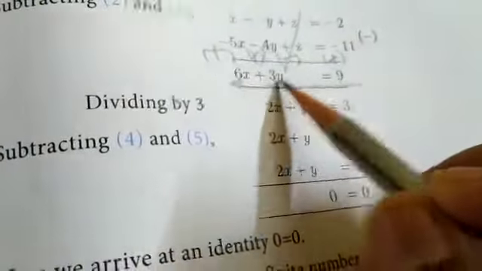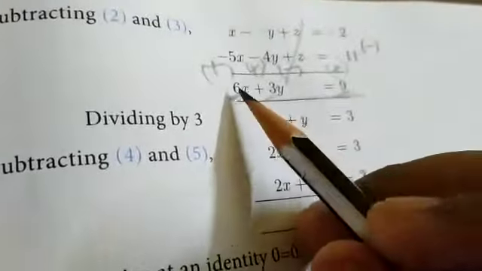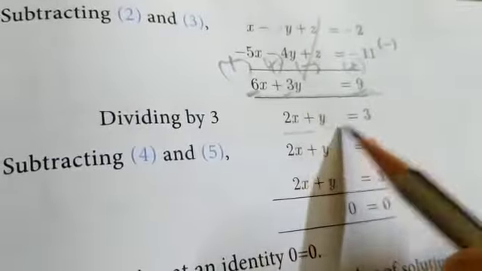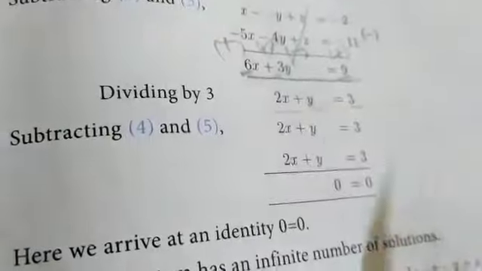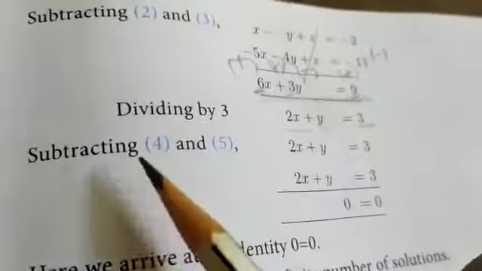So dividing by 3, because all the numbers are multiples of 3. See, this variable and this variable and this variable, you can see the constants are multiples of 3. So you can divide it by 3. 2x plus y equal to 3. So to avoid the complications, we are just dividing it. You can also do it when all three come in the same table, okay.